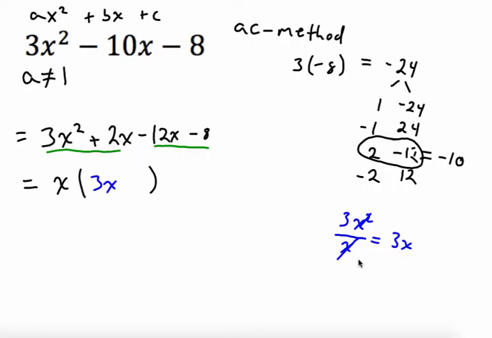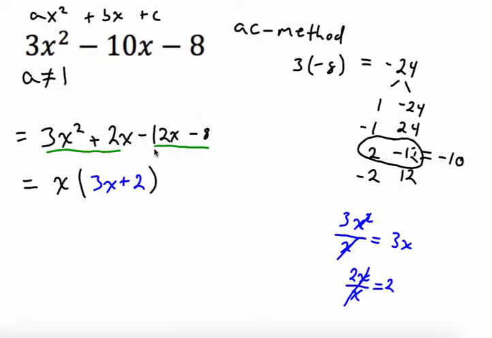Okay, and now I'm dealing with my 2x. So 2x divided by x, one of the x's cancels, leaving me with a 2. So plus 2. Good, so that was my first pair.